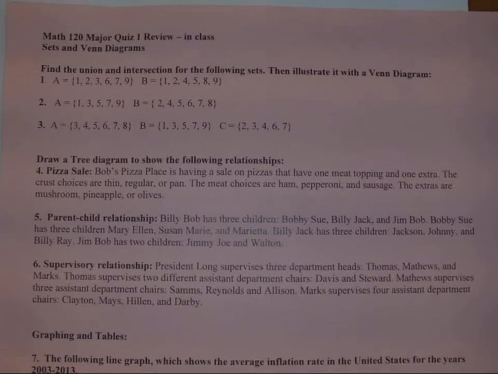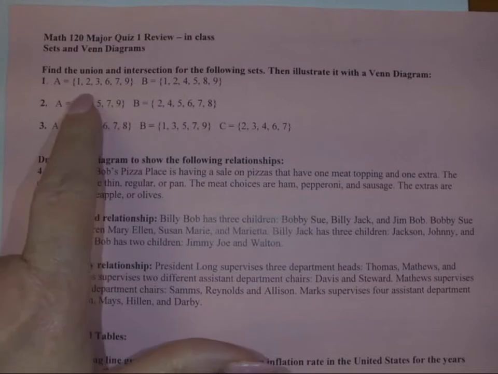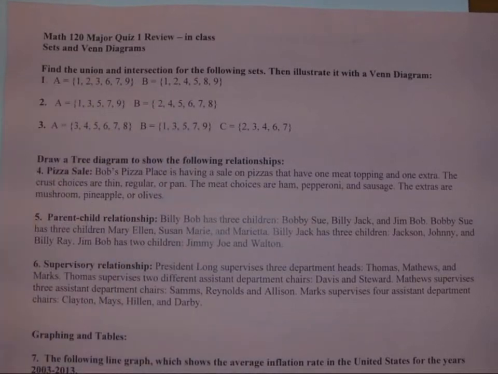Right, so we are working on our Major Quiz 1 review, and we're going to find the union and intersection of some sets to start with. So we're going to do example 1. Here we have set A and set B. The first thing we're going to do is find the union, which means it includes all of set A and all of set B.